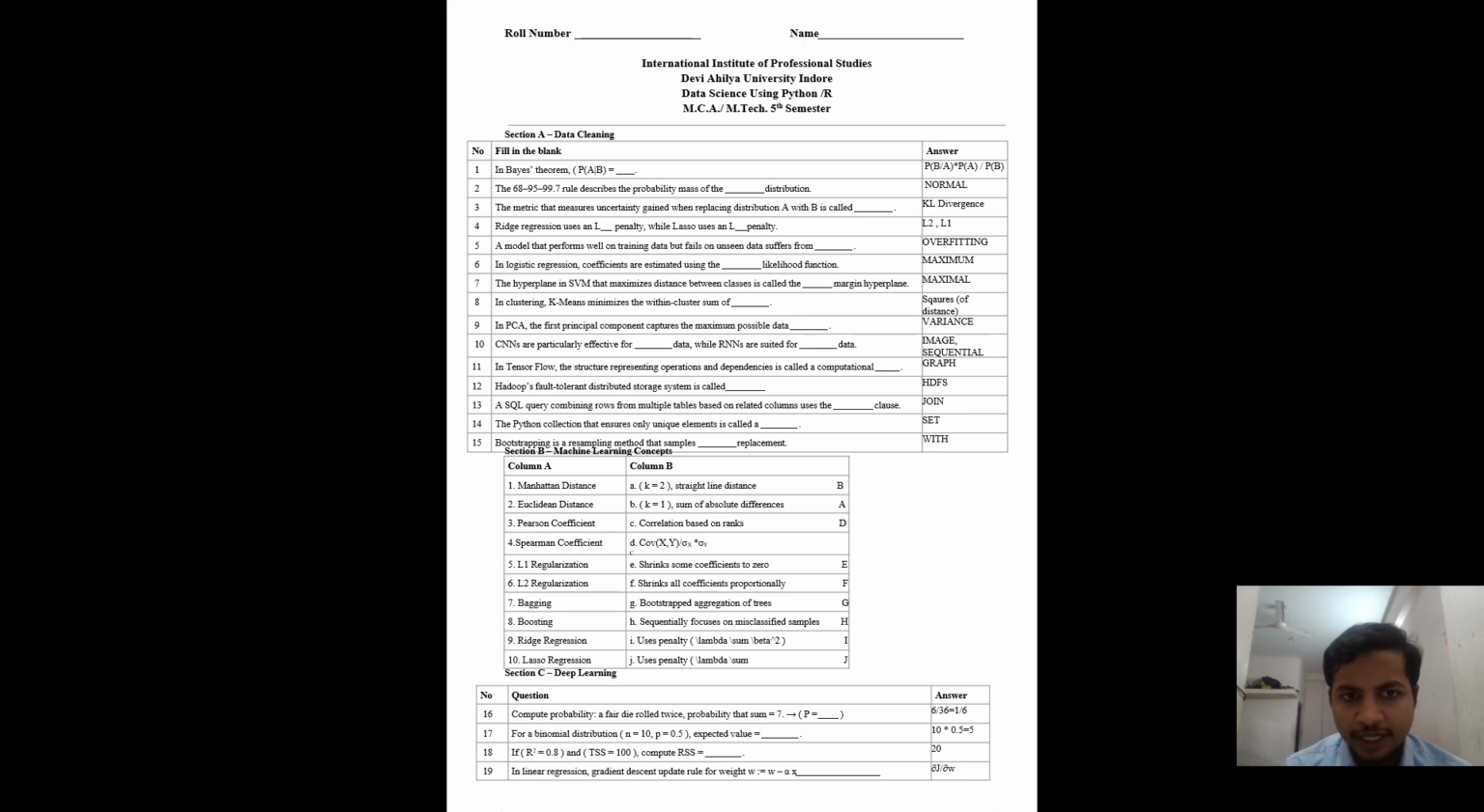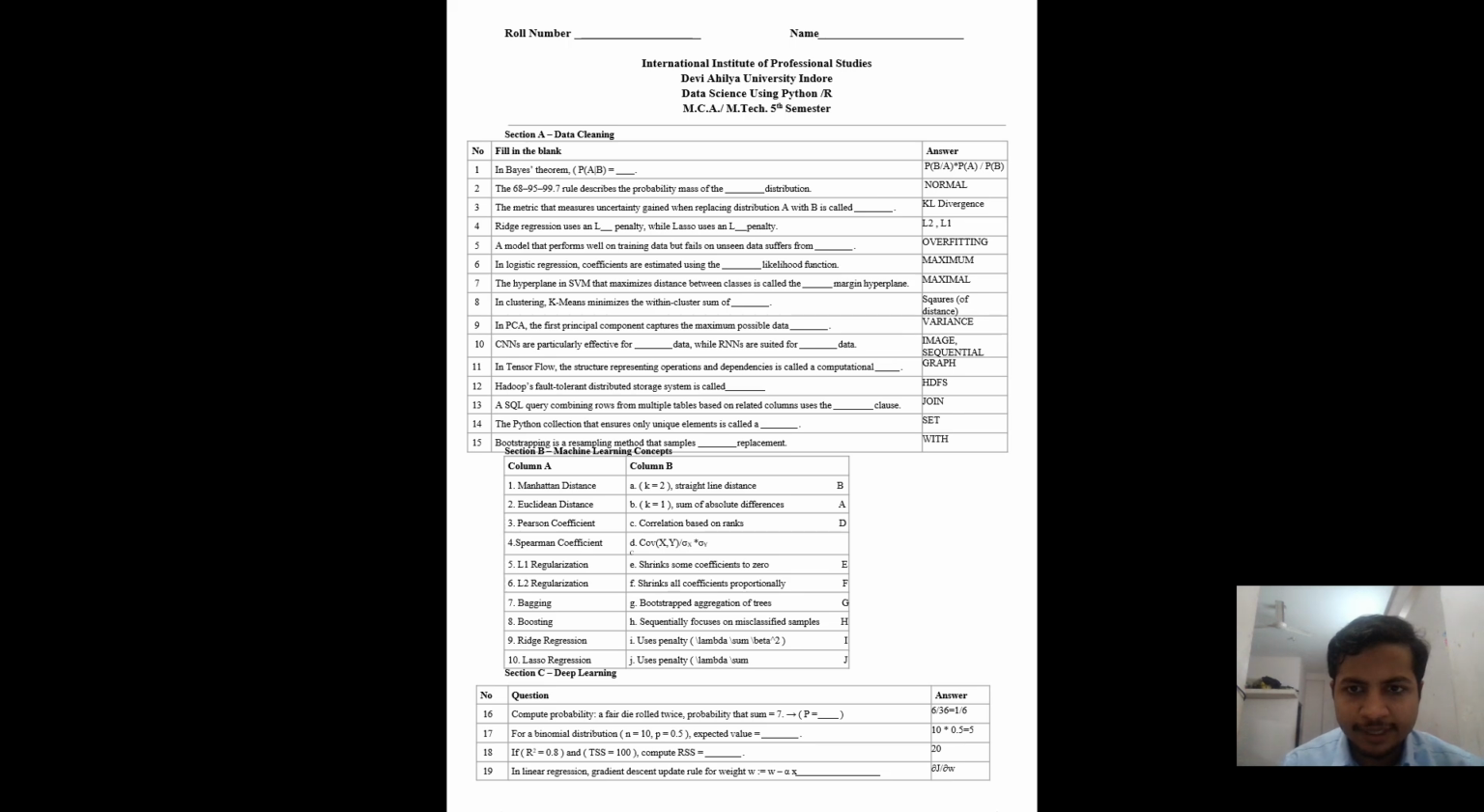Now 10th, CNN are particularly effective for image data while RNN is suited for sequential data. We know that CNN works with image data and RNN works for sequential data. In TensorFlow, the structure representing operations and dependence is called a computational graph. The reason is very simple. TensorFlow constructs a computation graph before execution.